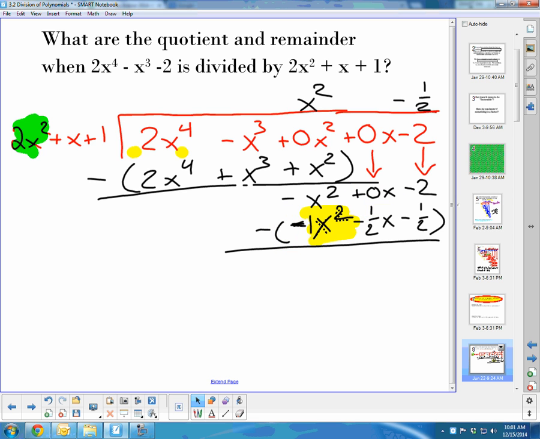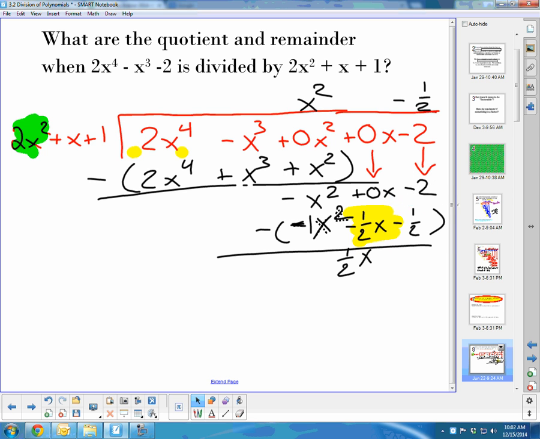0x minus negative a half x, and when you subtract the negative, it's a positive, so 1/2 x. And then, grab the wrong thing there. There we go. Negative 2 minus negative a half, which is really plus a half. So that would be, let's see, negative 2 plus a half would be negative 1/2, but I'm going to write that as negative 3/2.